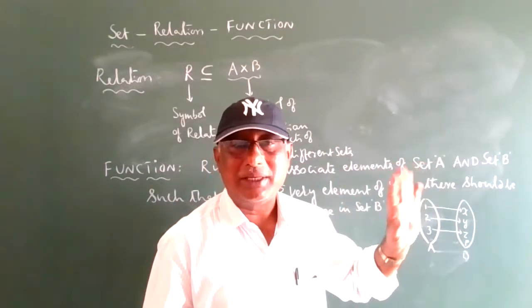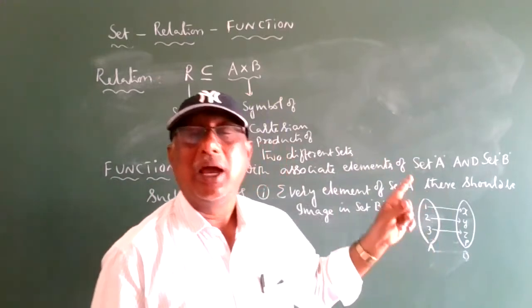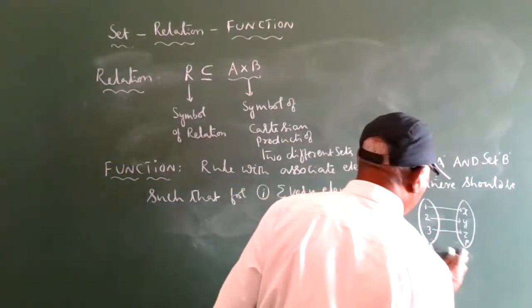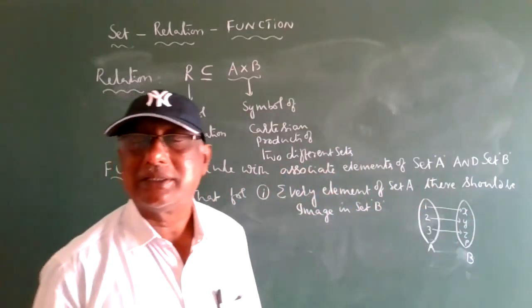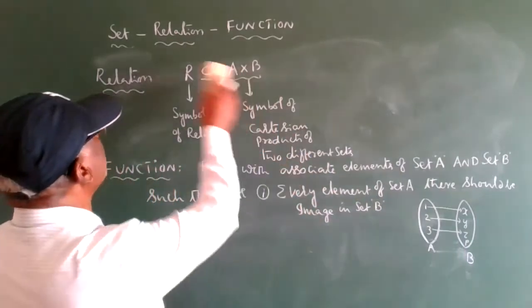B can have extra images, no objection. But every element of set A must have an image in set B. That is the main point. Next, I go through the second rule.